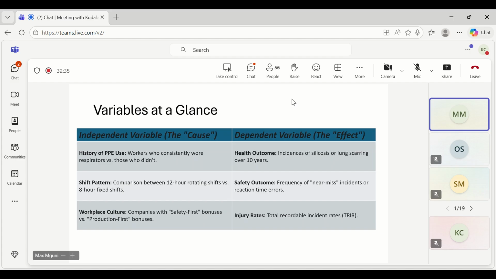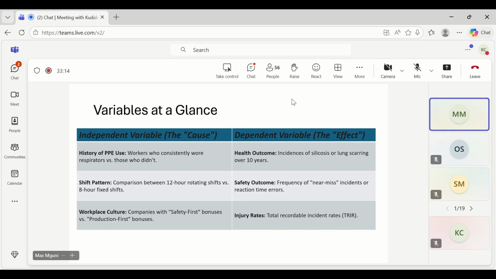On the dependent side of things, we look at health outcomes, incidences of silicosis or lung scarring over time; safety outcomes, frequency of near-miss incidents; injury rates, total recordable incident rates. But from my own understanding, the independent variables usually are the triggers or the causes, and the dependent variables are the end results or the effects. So that's my easy way of remembering the difference between independent and dependent. So the dependent is caused by the independent most of the time.